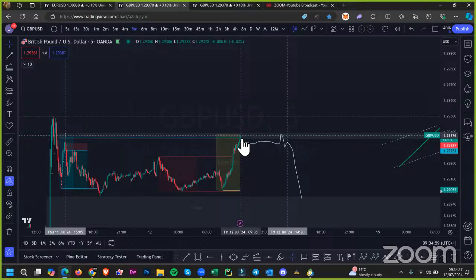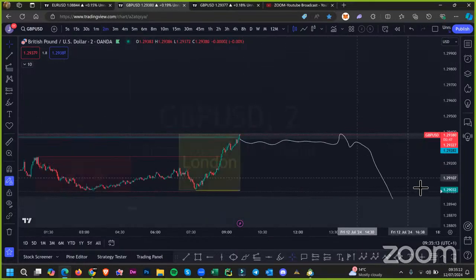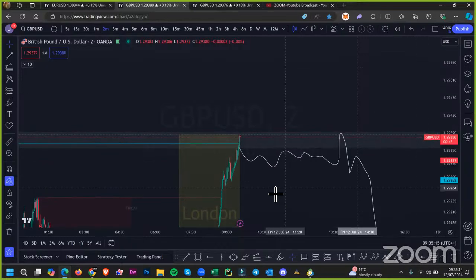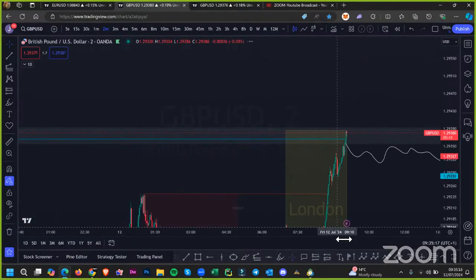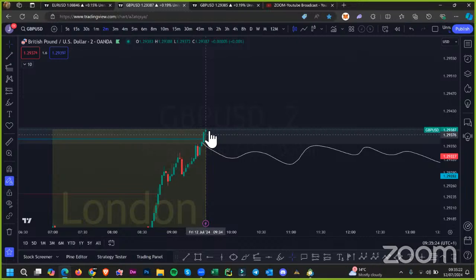But look how this market is now taking the liquidity from above this New York high also. It's taking that liquidity from that New York high also, which is very interesting. Yeah, it's very, very interesting. And when is it doing that? We're still in this London session over in here, obviously. We're taking this liquidity here.